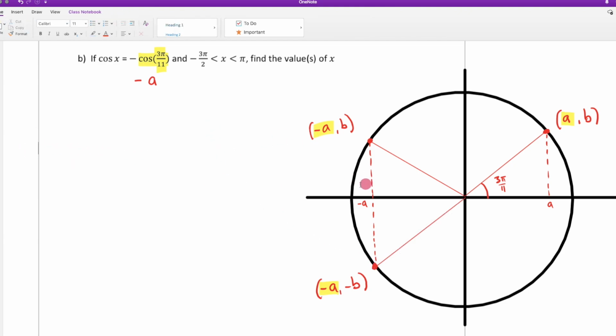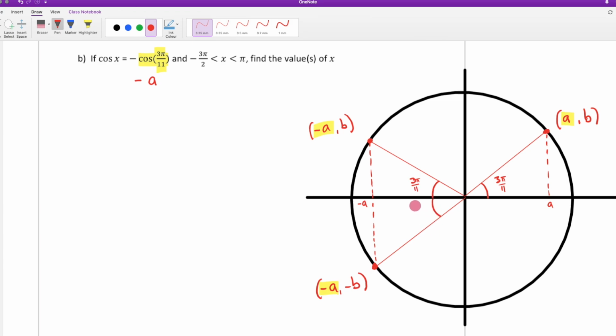Now, would you all agree with me? Because these are symmetrical, this angle right here is simply going to be 3 pi over 11. So too, this down here is also going to be 3 pi over 11. Because if it's all symmetrical, this has to be 3 pi over 11. This one down here has to be 3 pi over 11.